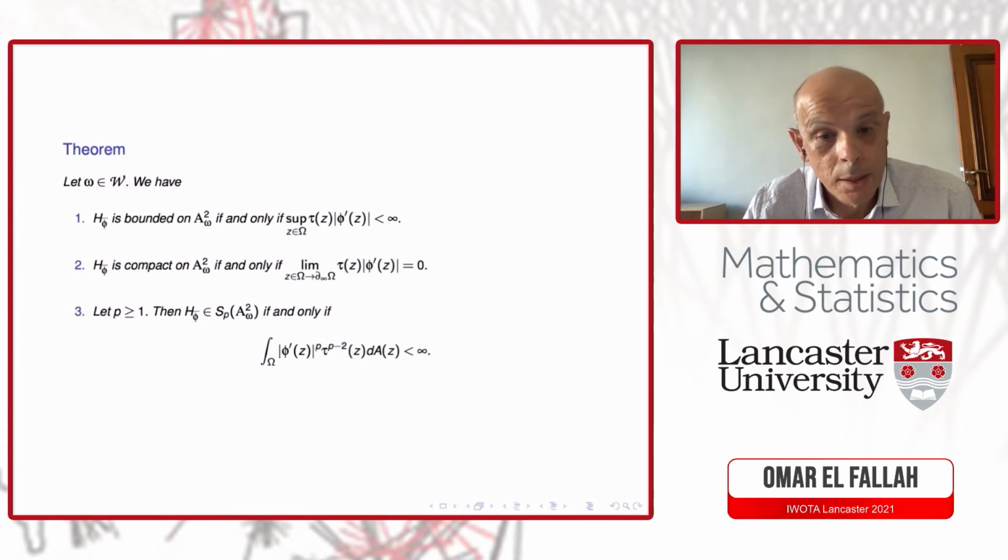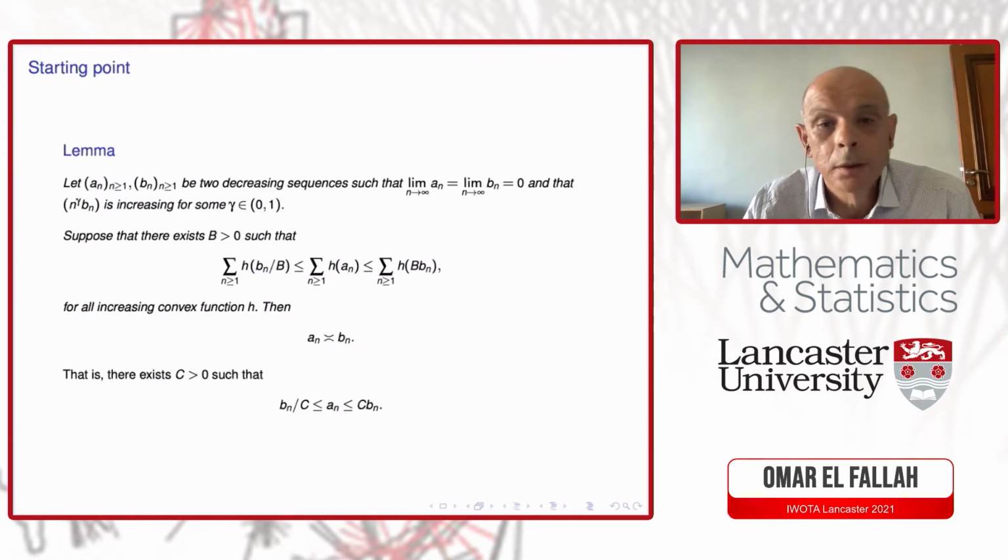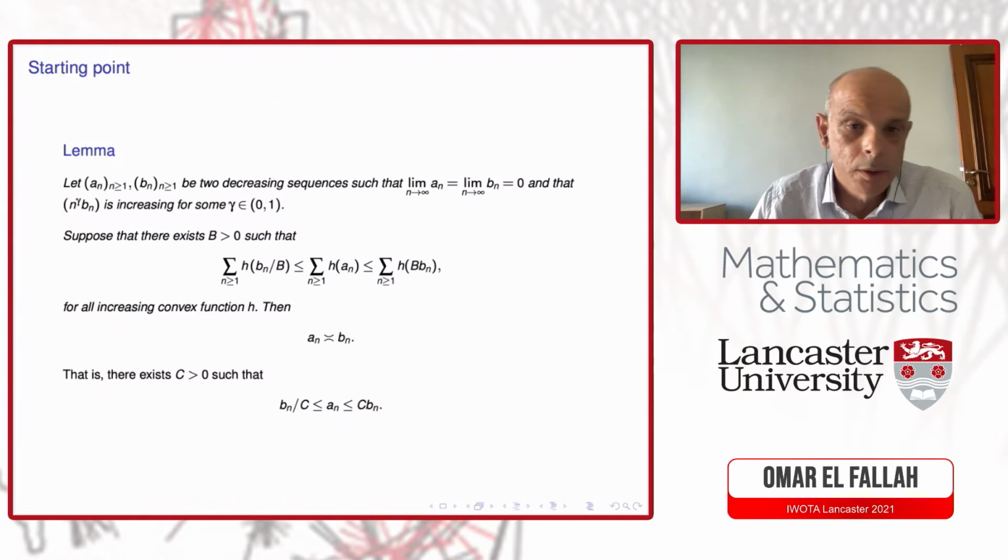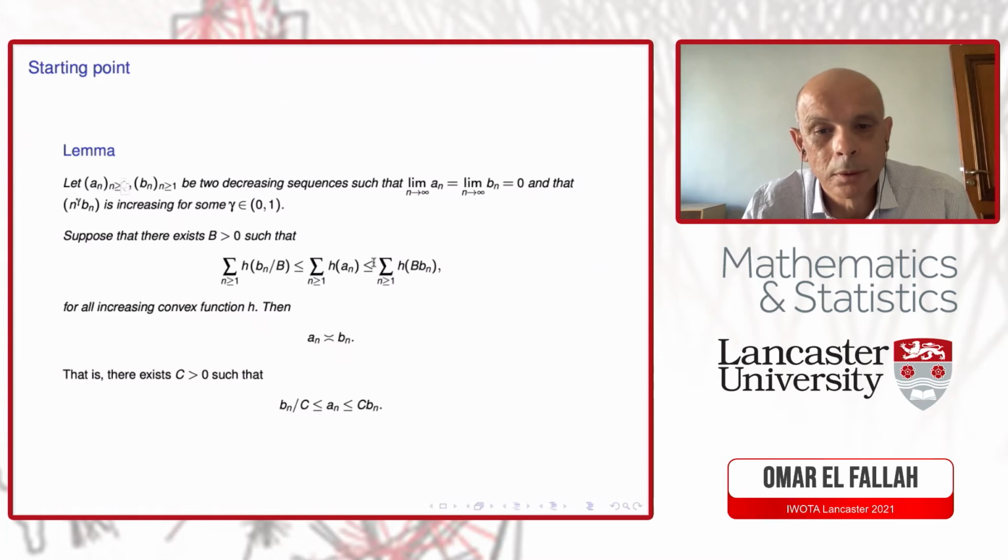So our goal here is to estimate the singular values of phi. Our starting point is the following elementary lemma. If you consider two sequences, if they are connected by these two inequalities, where the constant b doesn't depend on h, and where h is any convex function, then the two sequences are equivalent. That means that there are two constants such that we have the two-sided inequalities.